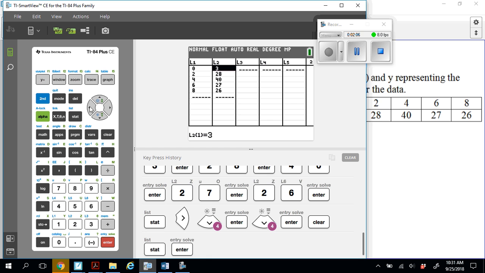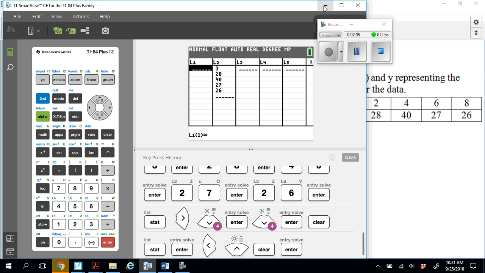If that happens, I'm going to left arrow over and then go up to L1 and make sure it's highlighted. Now to get rid of any of these values in our L1, we're going to press the clear button. Please do not press the delete. That gets rid of the entire list, even L1. So we're going to press the clear button and enter. It just gets rid of all the numbers.